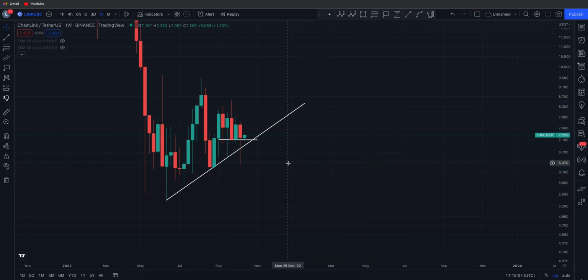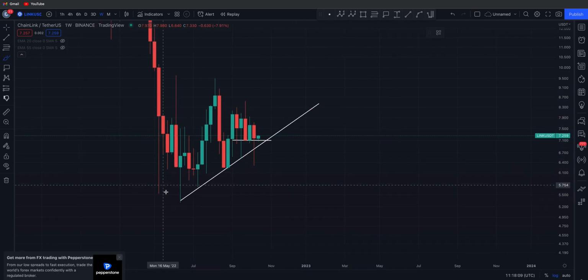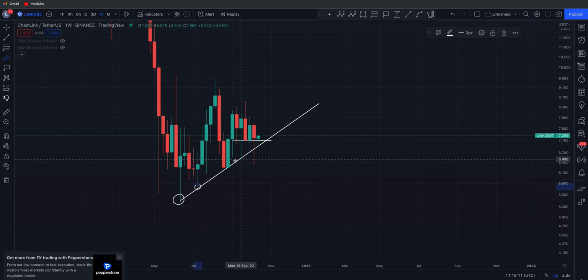Let me get this fib off right now. You can see that you've got this ascending level of support here on the weekly, with the closes and some wicks. You had a wick below that, but you still have closed within this ascending level of support on the weekly. So right now we need to maintain this level of support.